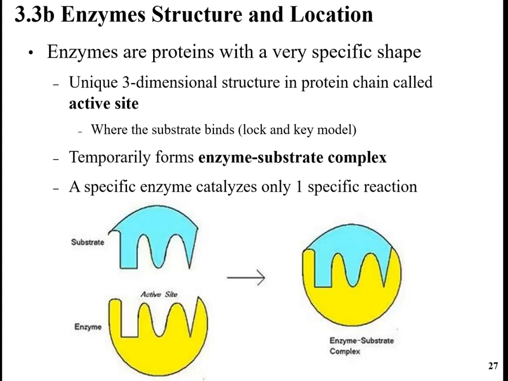So enzymes are proteins with a very specific shape. It's a unique three-dimensional structure in a protein called an active site. That's where the substrate binds. And this is known as the lock and key model. So on an enzyme, it's a very specific shape, right, of the active site. And it can only bind the substrate. And the substrate fits in like a lock and key. And that essentially turns the enzyme on and allows it to speed up the reaction.